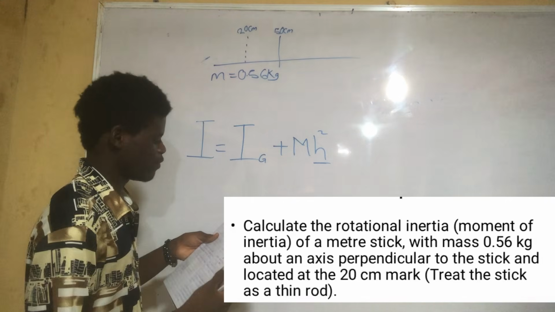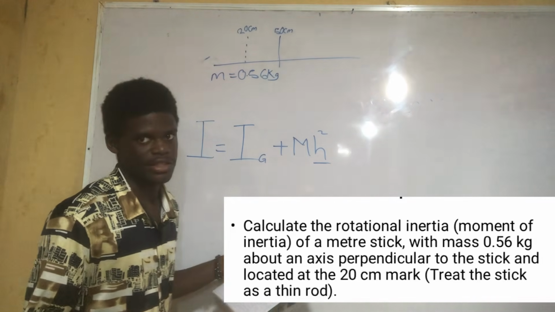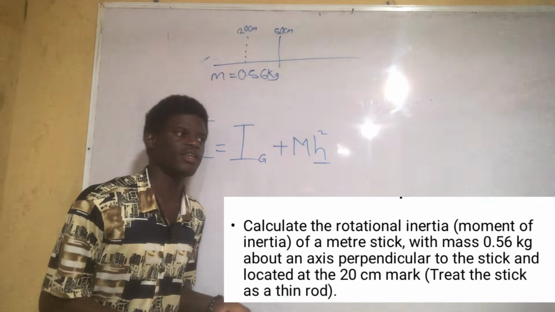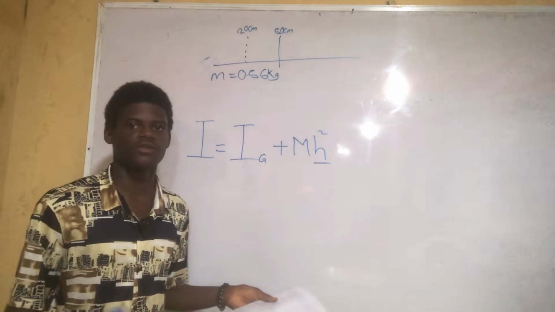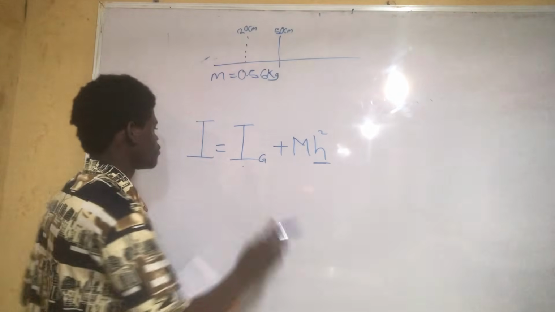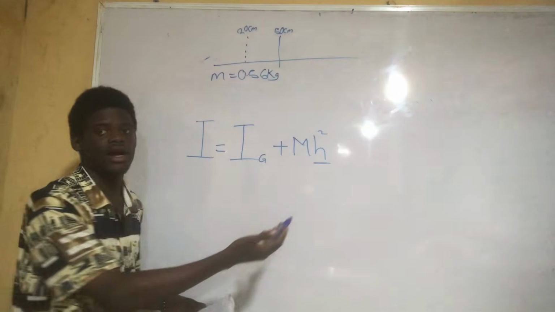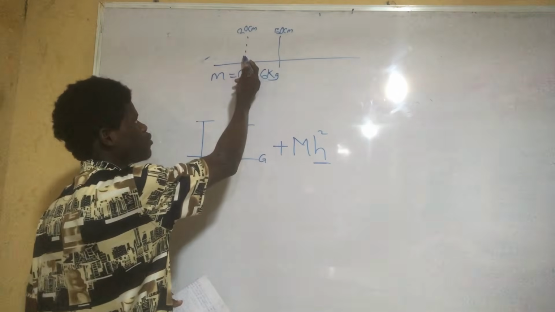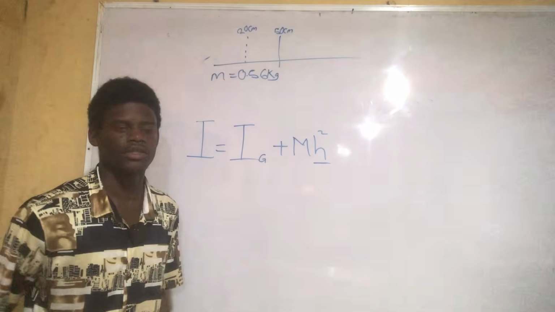They are now asking us to find the rotational inertia, and they said we should treat this stick as a thin rod. That means they are already hinting that we are supposed to use the moment of inertia of a rod. Since it's not from the middle, but from the 20 centimeter mark, we need to apply our parallel axis theorem.